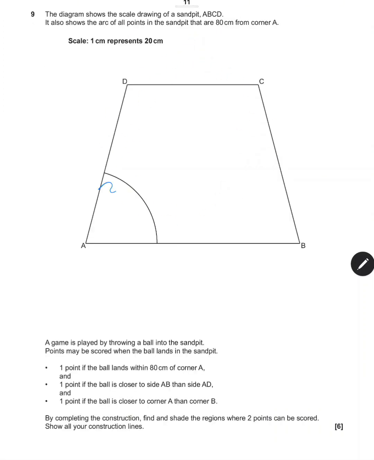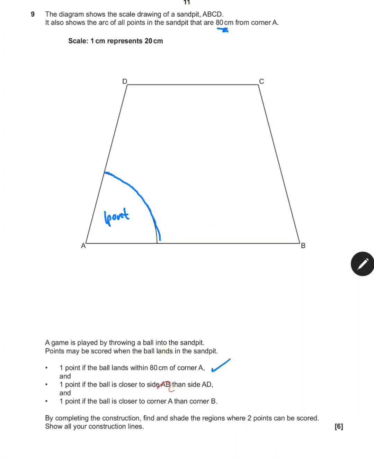Question 9, we've got a diagram of a sandpit, and we've got something that's already been drawn. This zone here is all the points 80 centimetres from this corner. So if we go down to the question, it's saying you get 1 point if the ball lands within 80 centimetres of the corner. So if you land this ball anywhere in that zone, you get 1 point. We need to work on these next constructions.